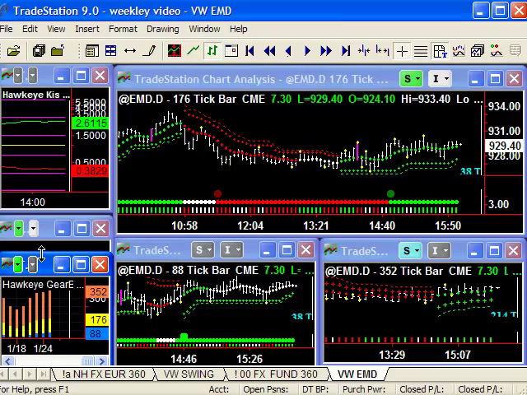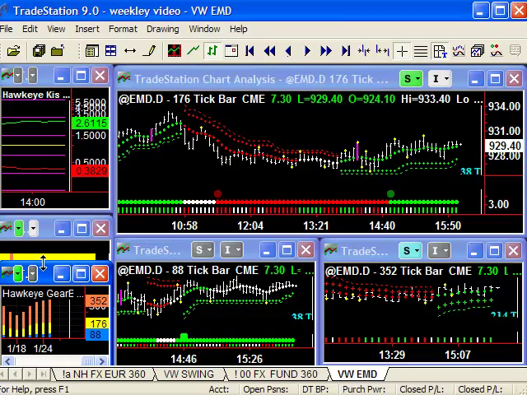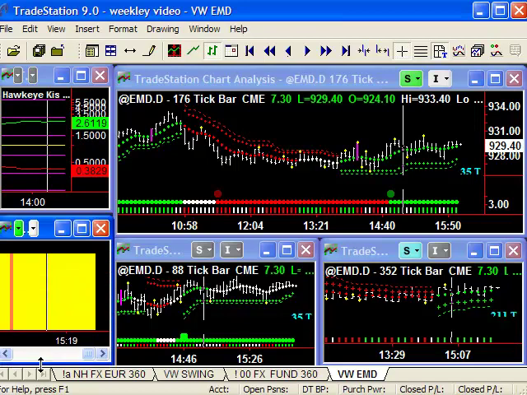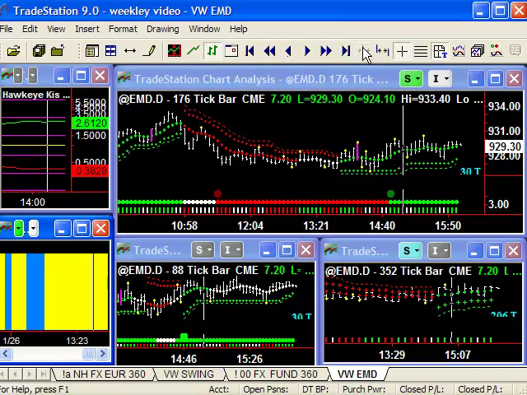So it was an 88 chart, a 176 and a 352, and we trade that in harmony with the gear changer, which tells us during the day which market to look at. It was a slow day, so most of it took place in the yellow time frame, which is this time frame here, and of course that coincides with looking at the Hawkeye KISS, which is our treatment of the advanced decline issues in the market just being flat.